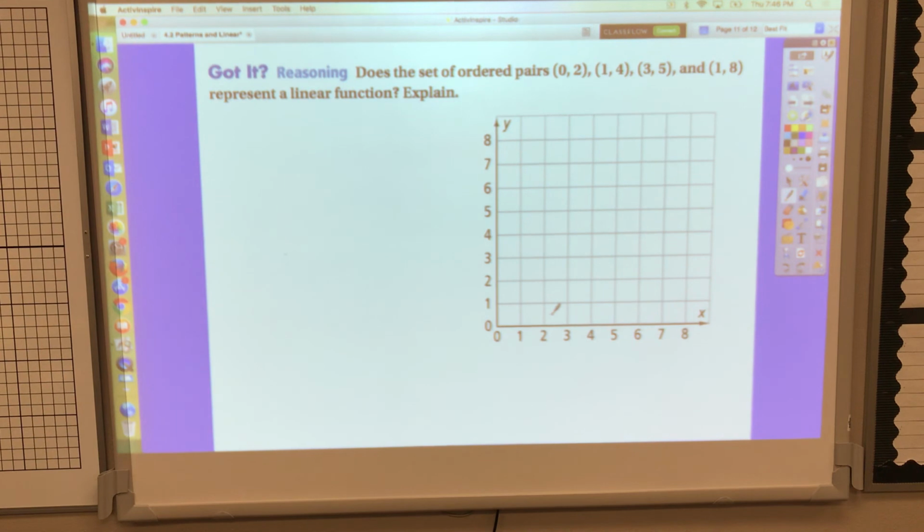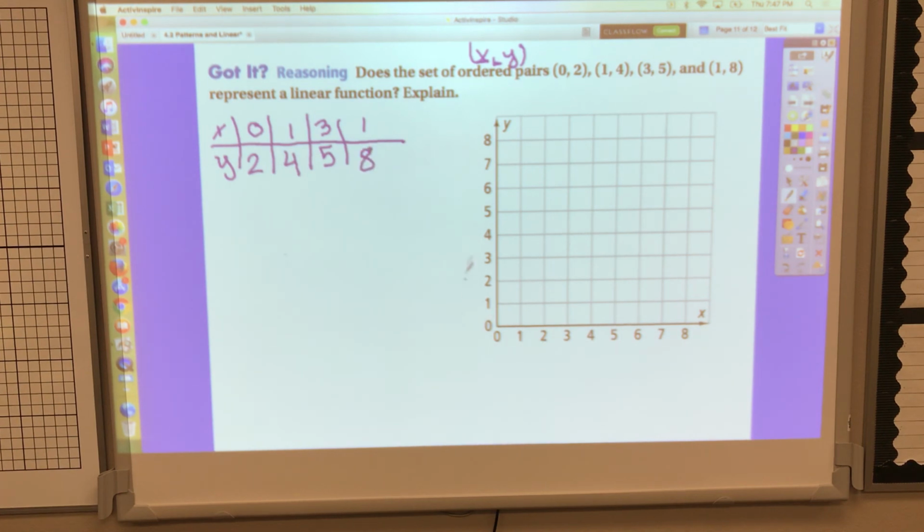Okay? So let's look at this one. Does the set of ordered pairs (0, 2), (1, 4), (3, 5), and (1, 8) represent a linear function? Explain. Okay? So the easiest way to do these ones, if you want to make that table, we can make our x and our y, our input and our output. The first ordered pair, remember ordered pairs are x, comma, y. So my input for the first ordered pair is 0, the output is 2. Second one is 1, 4. The third one is 3, 5. And the fourth one is 1, 8.